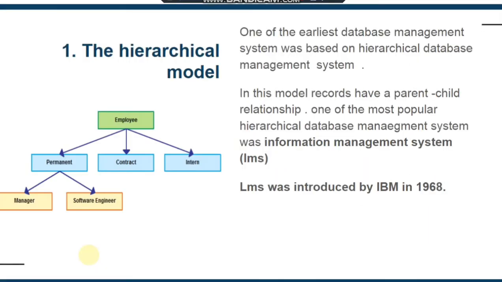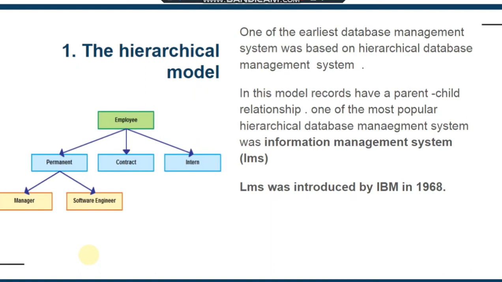So now the different types of data models we use. Number one is the hierarchical model. One of the earliest database management systems was based on the hierarchical model. In this model, records have a parent-child relationship. One of the most popular hierarchical database management systems was the Information Management System, IMS. So it is one of the most popular hierarchical databases.